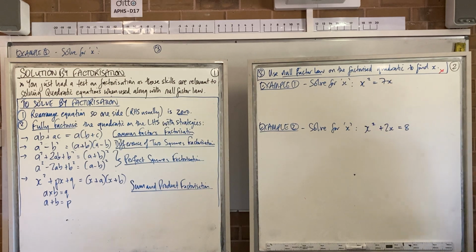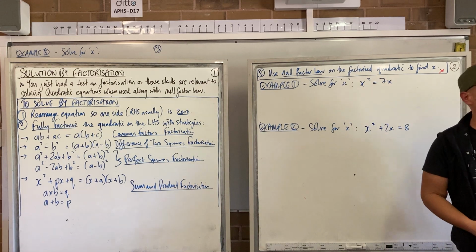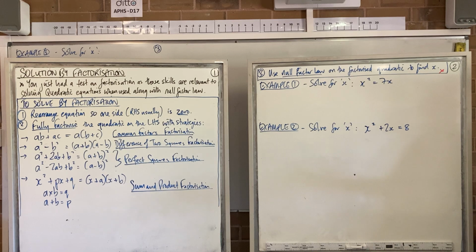This one here, I'm trying to solve. x squared is equal to 7x. Does that equal 0 right now? Can I make it equal 0? What would it look like if it equaled 0? x squared minus 7x. Excellent.